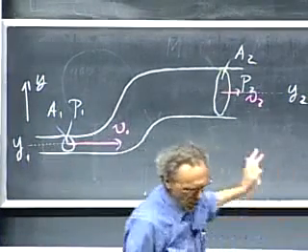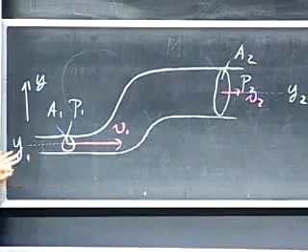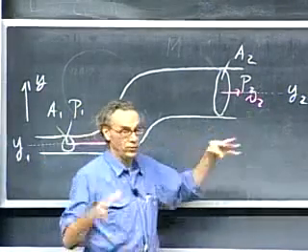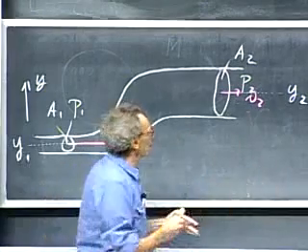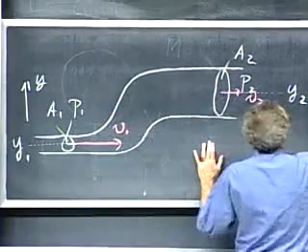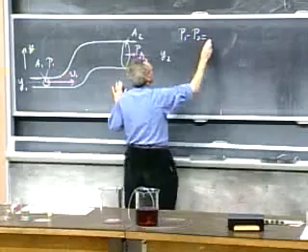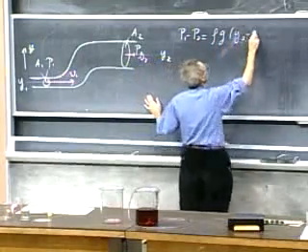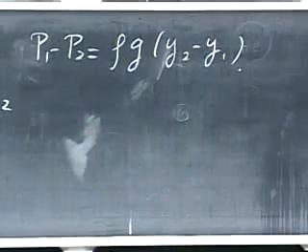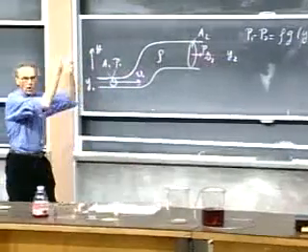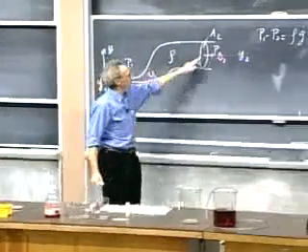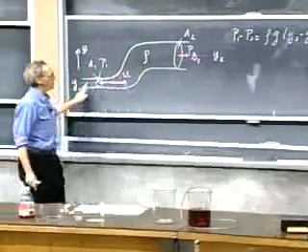Now if this fluid were completely static, if it were not moving, so forget about the V1 and forget about the V2, it's just sitting still, then P1 minus P2 would be rho g times Y2 minus Y1, if rho is the density of the fluid. That's Pascal's law. So we'd just be sitting still, and we know that the pressure here would be lower than the pressure there.